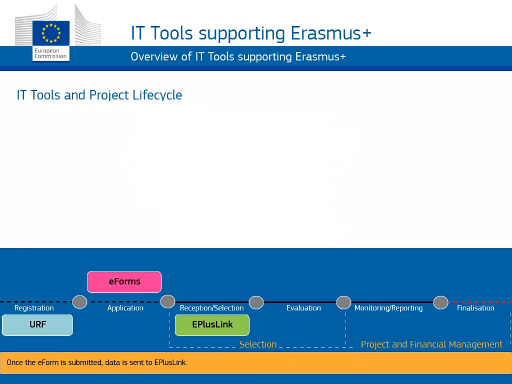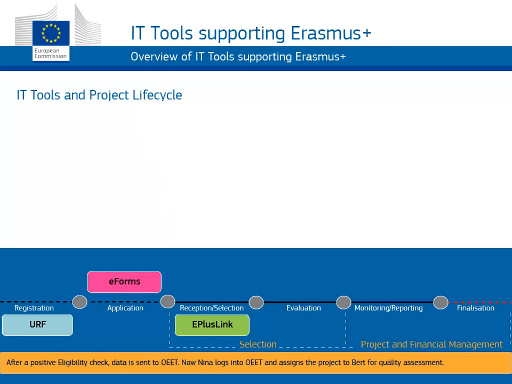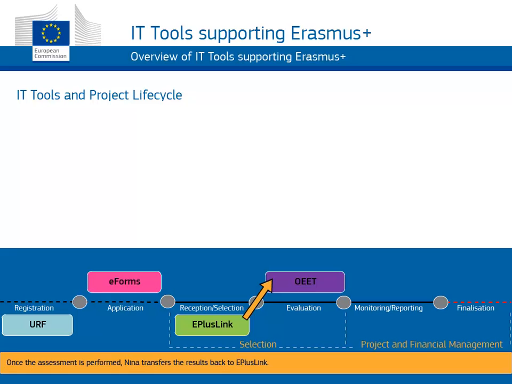Once the e-form is submitted, data is sent to E+ Link. In E+ Link, it is Nina's task to process the application further and check if the application is eligible. After a positive eligibility check, data is sent to OEET. Now, Nina logs into OEET and assigns the project to Bert for quality assessment. Once the assessment is performed, Nina transfers the results back to E+ Link.